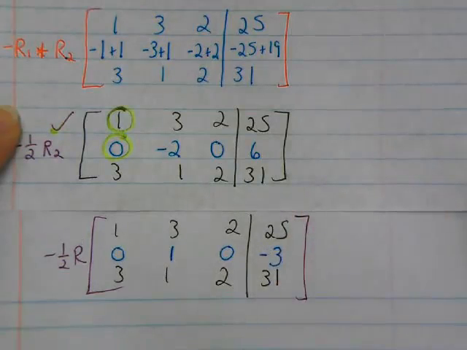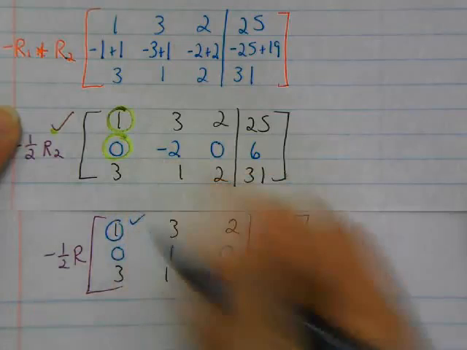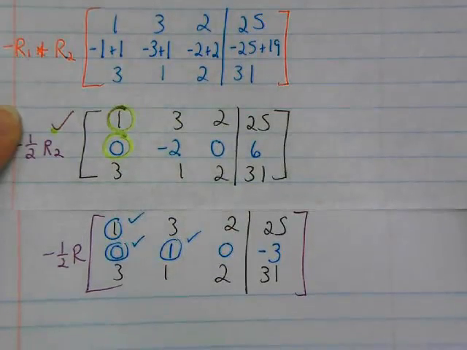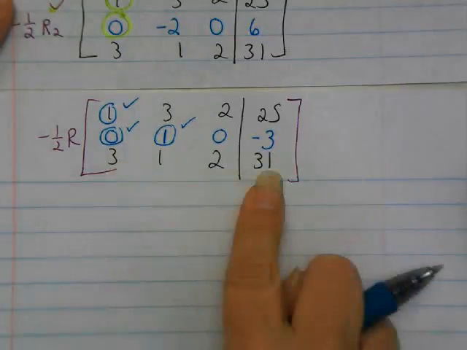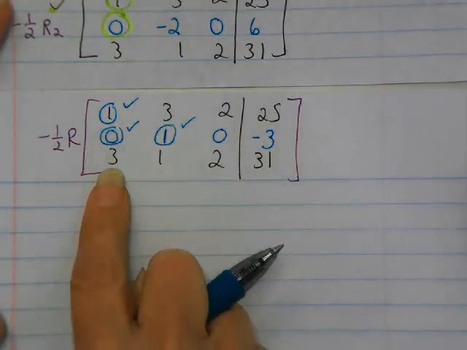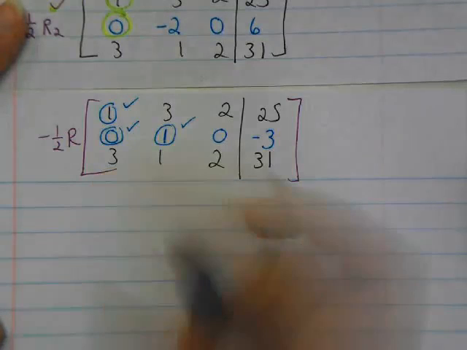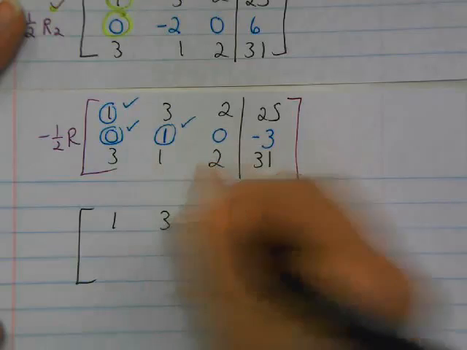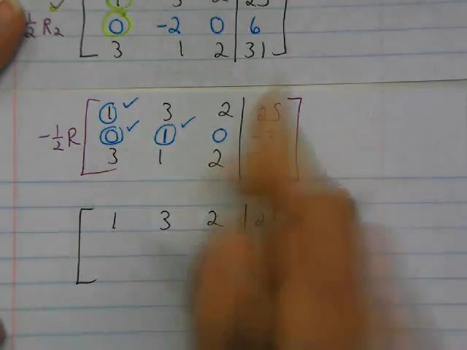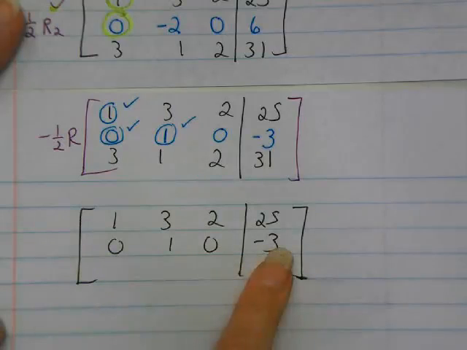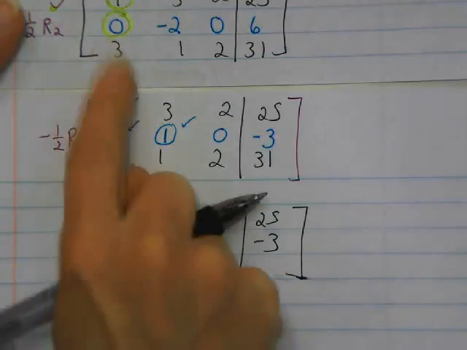Alright, let's look. I've got my 1 here. Life is good. I have a 0. Life is good. I have a 1. Life is good. Alright, so I am now done with row 1, and I am now done with row 2. I now only want to concentrate on row 3. My first thing is to get this guy to become a 0. Alright, so let's go back to the drawing board. Let's write down row 1. Let's write down row 2. I do not want to do anything to those rows, but I can do something with row 3.